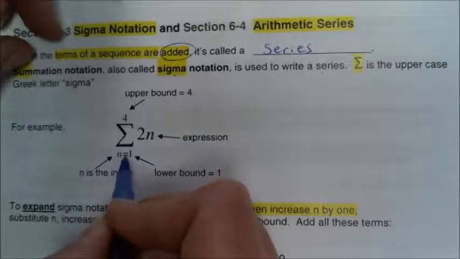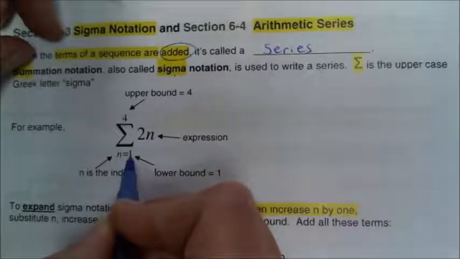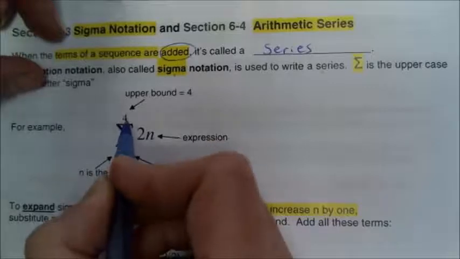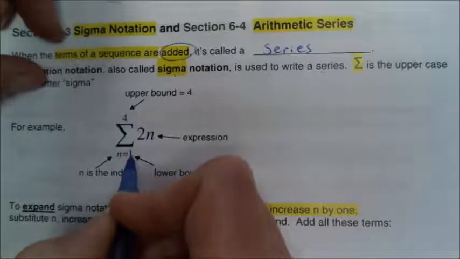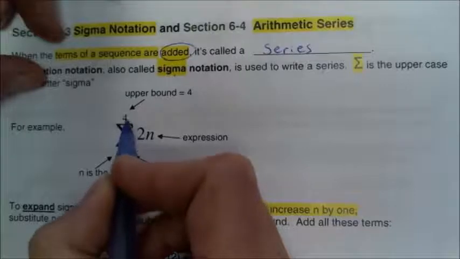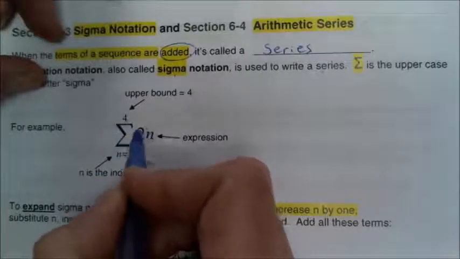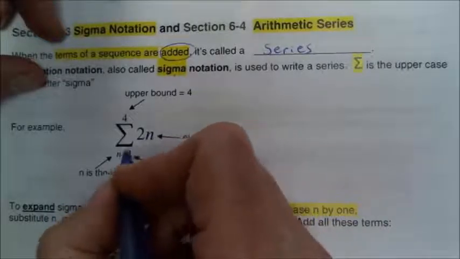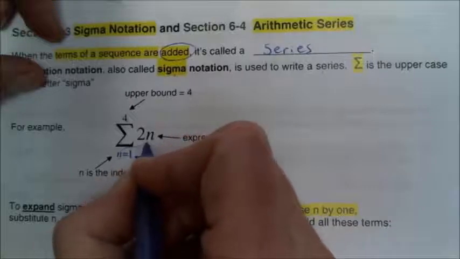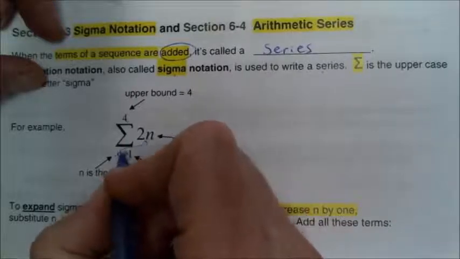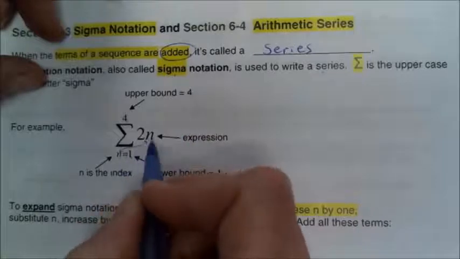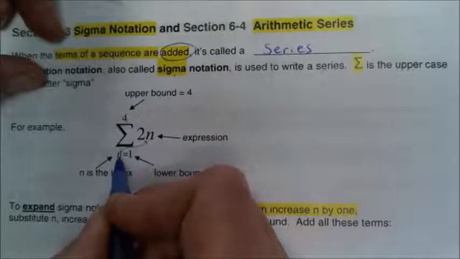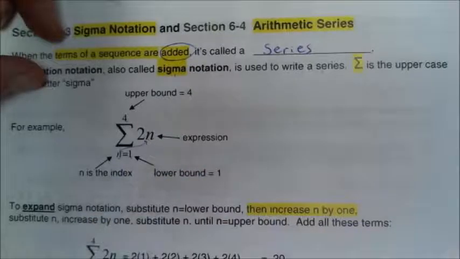And the index starts at some integer, which is called the lower bound. This number is lower than this number. This is the upper bound. This is where you start the sigma, and this is where you stop, at the upper bound. And then over here you have an expression. This expression usually has a variable in it, and if it has a variable, it has to match this letter. n is called the index, and this expression is what you're going to be evaluating with the numbers that this index is going to be.